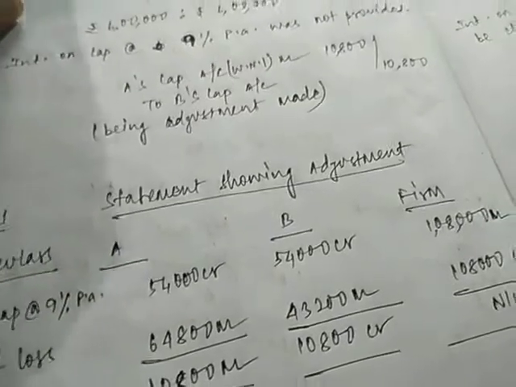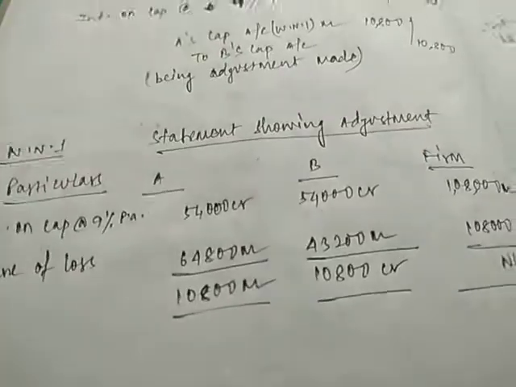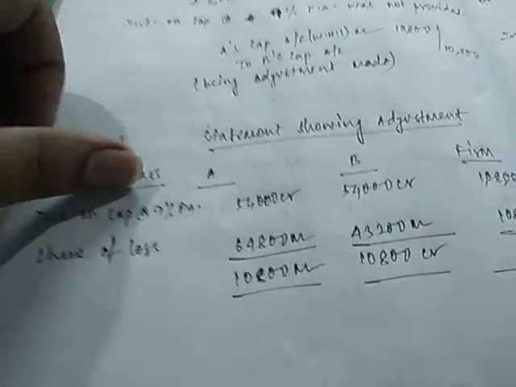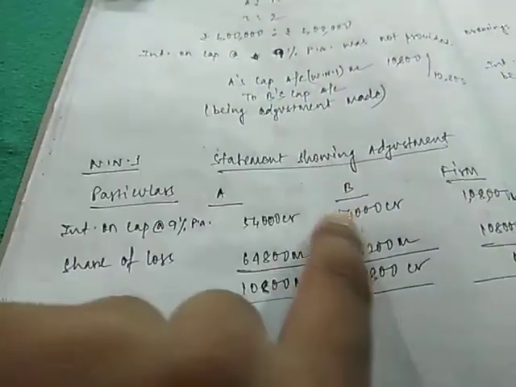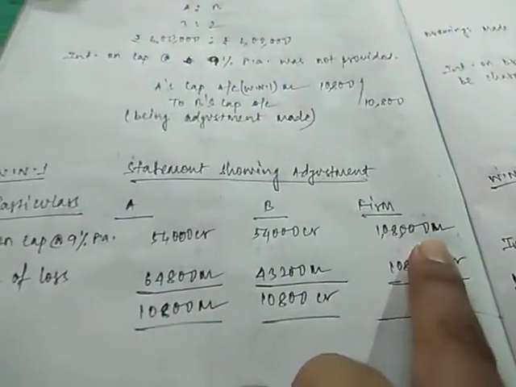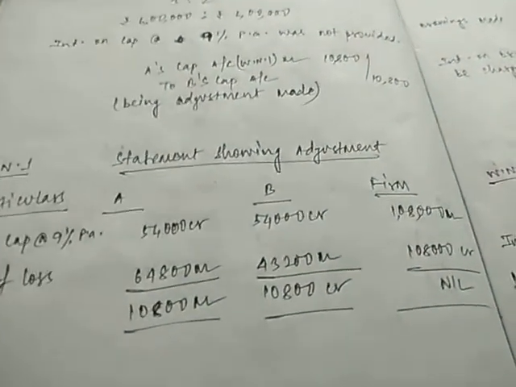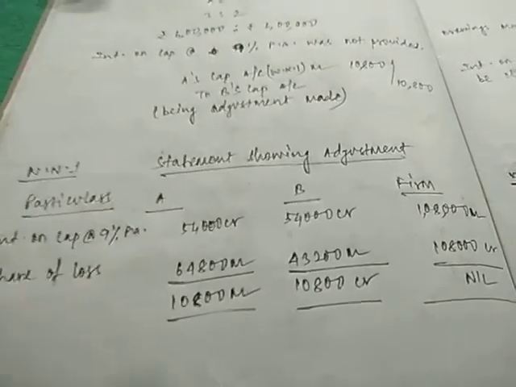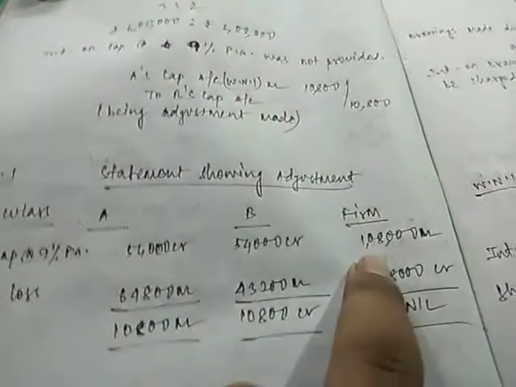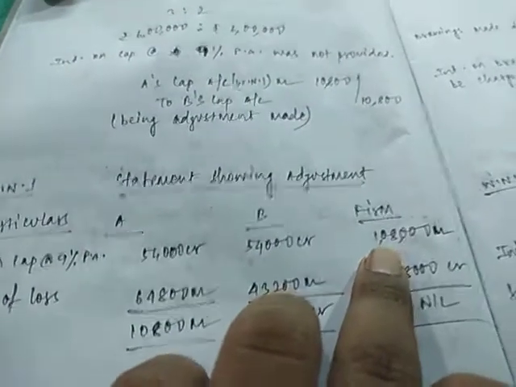PL appropriation account is for the firm and partners capital is the partners' account. So what is the profit of the partners is written on the credit side, and what is the profit of the firm is written on the credit side of the firm. Profit of the partners will be credit for them and loss of the partners will be debit for them. So interest on capital at 9% is 54,000 credit for A and 54,000 credit for B. Altogether this is 1,08,000 debit for the firm. This is a loss for the firm, because the firm needs to pay interest to the partners. Loss of rupees 1,08,000 altogether.